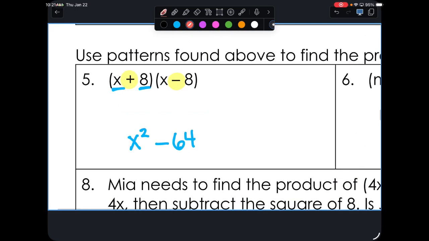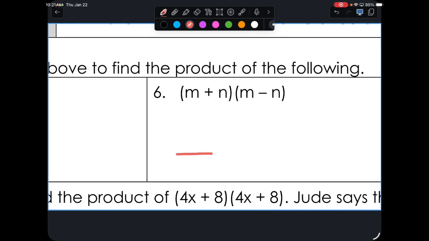Number 6. Ready? Square the first term minus square the second term. Okay? What is m times m? M squared. What is n times n? Minus n squared. There you go. Done. Okay?